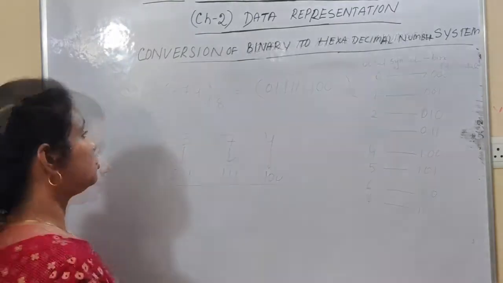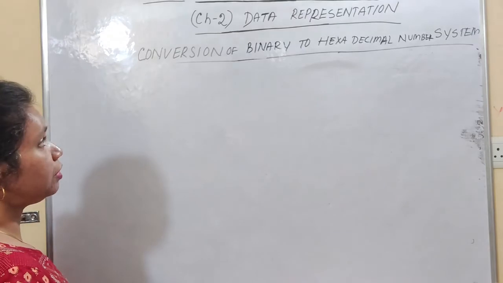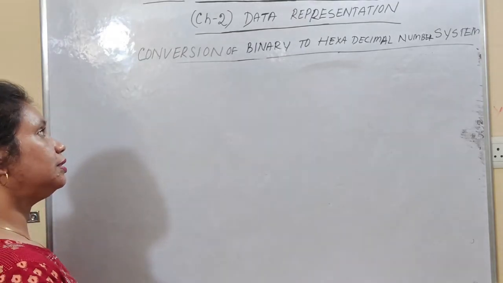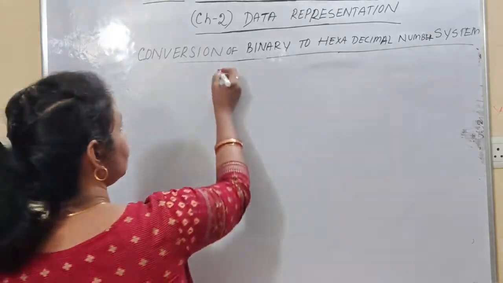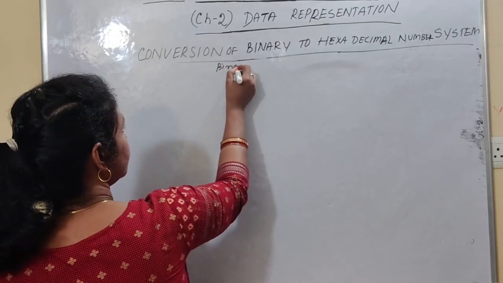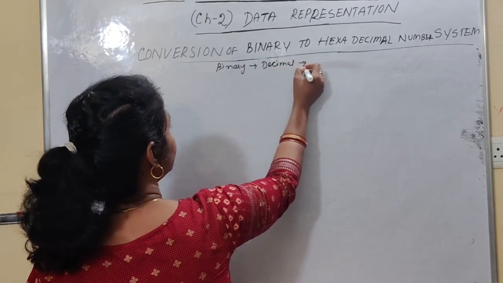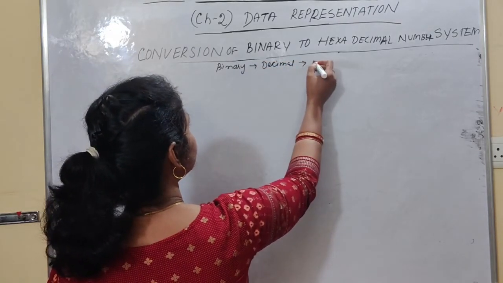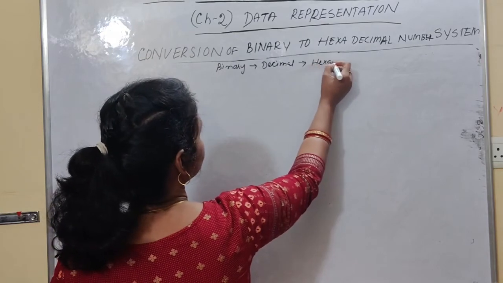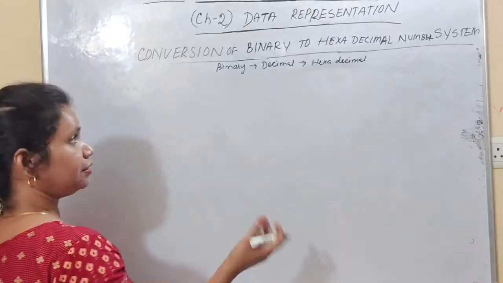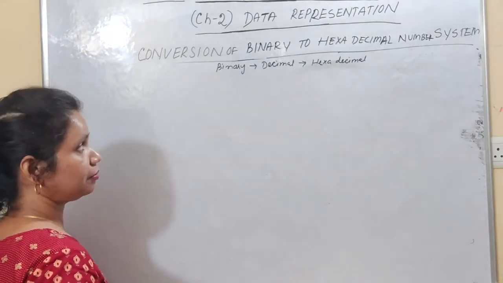Take the screenshot, please. Now students, we will discuss how to convert any binary number to the hexadecimal number system. There is a very simple way: you can convert the binary number into decimal, which you know, and after that convert this decimal number into its equivalent hexadecimal. This is one way to convert any binary number into its equivalent hexadecimal number.